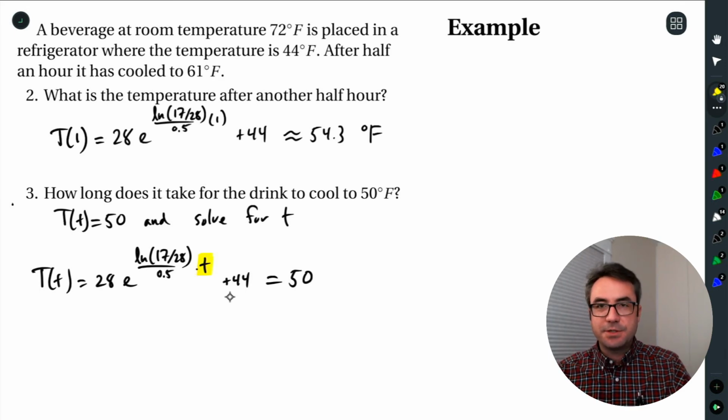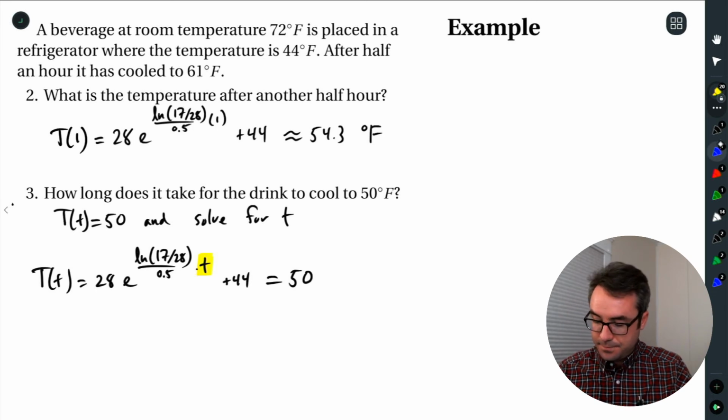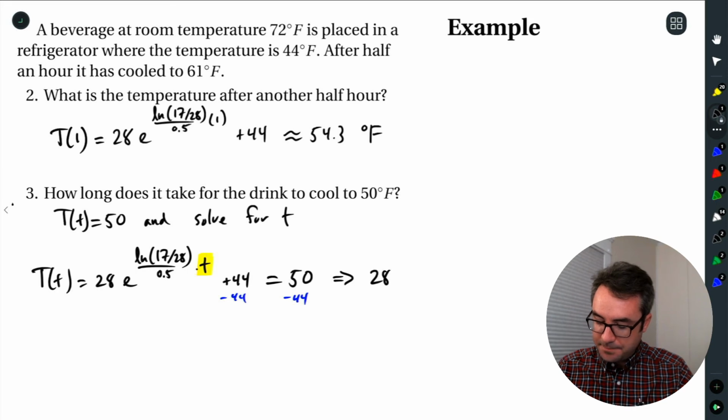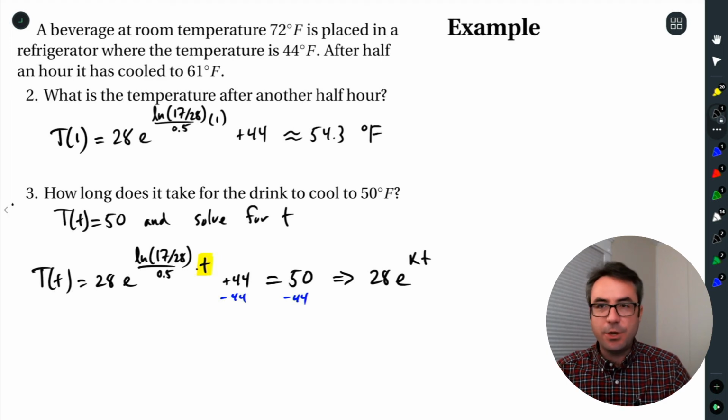So we're going to start with this plus 44 and move it over. Subtract 44 from both sides. That gives us 28 e to the, and just to save on writing, I'm going to keep this as k times t. We know what k is, we've already found it, but to save on the writing, we'll write it as k times t. And 50 minus 44 is 6.